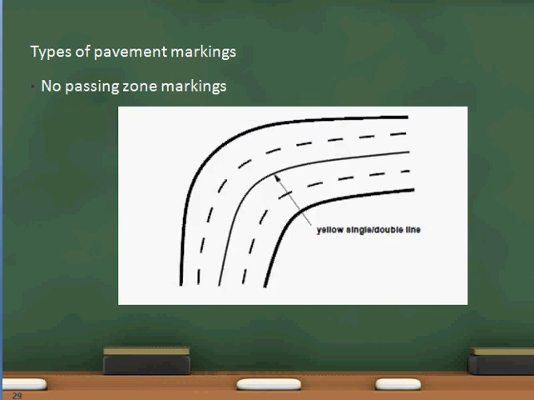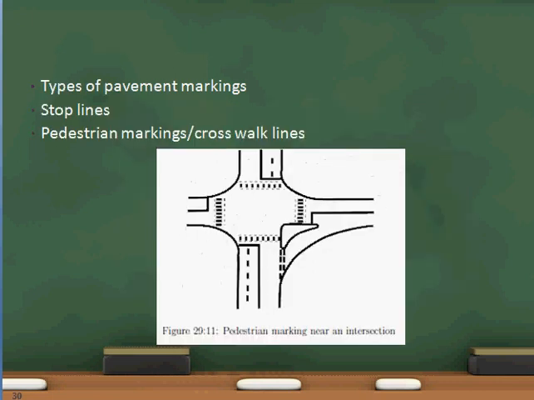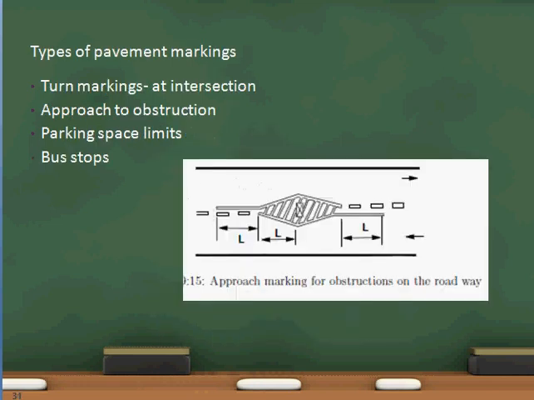Then the no passing zone, that is a yellow solid line, which shows the no passing zone. That means no overtaking is permitted here. Then you will have stop lines and pedestrian crossings. We already know a stop line means a single line like this. Then zebra crossings. So that is another thing.